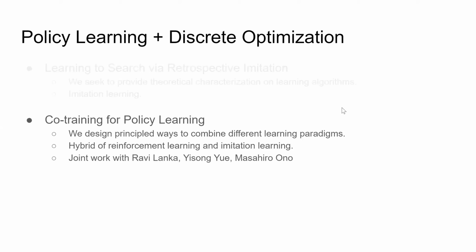So the second is on co-training. In the previous one, we mostly focused on imitation learning. But the second one we're showing is a very general approach that can unify different learning paradigms, either reinforcement learning or imitation learning, to combine them to do this policy learning. This is joint work with Ravi, Isong, and Hiro.